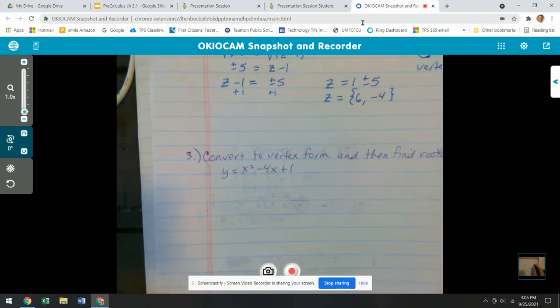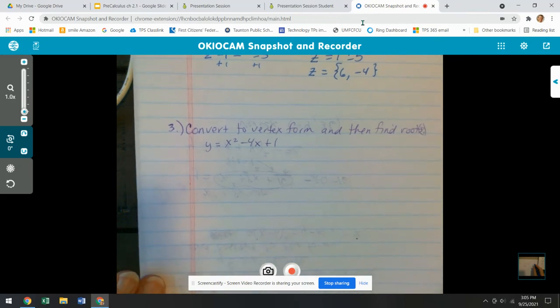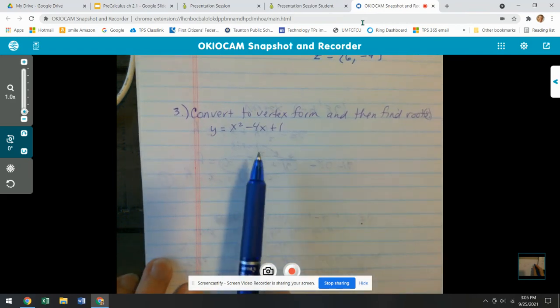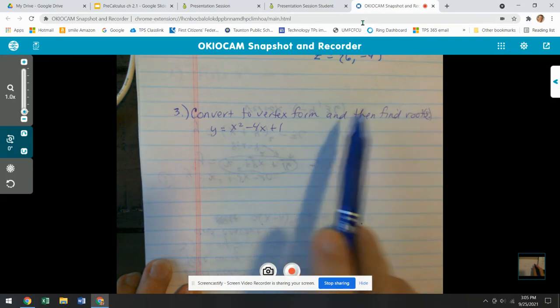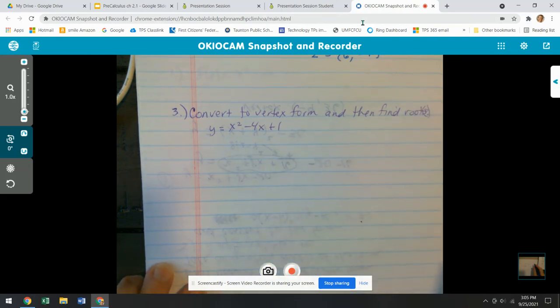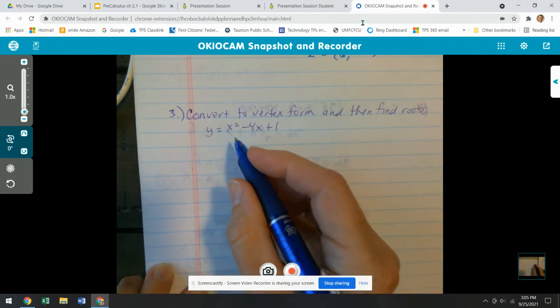All right, I'm going to do one more. If you feel brave and you want to hit pause and try this on your own, I would suggest it. Our directions say to convert to vertex form and then find the roots. So it's the same as the last problem that we did.